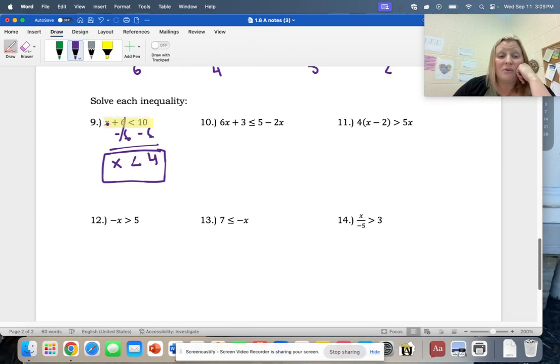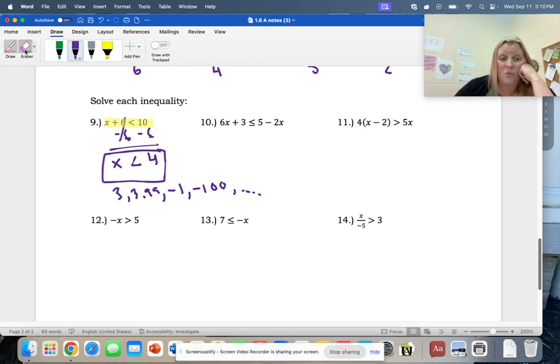You can plug in 0 for x. 0 plus 6 is less than 10. You can plug -1 in for x. You would get 5. That's less than 10. So if you were to sit here and list all the numbers that are less than 4, like 3, what about 3.99, for example? -1, -100. There's an infinite amount of numbers that could work for x.